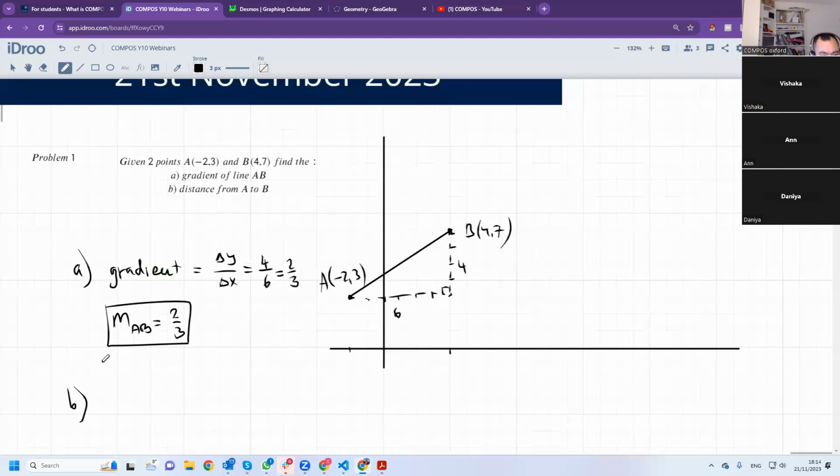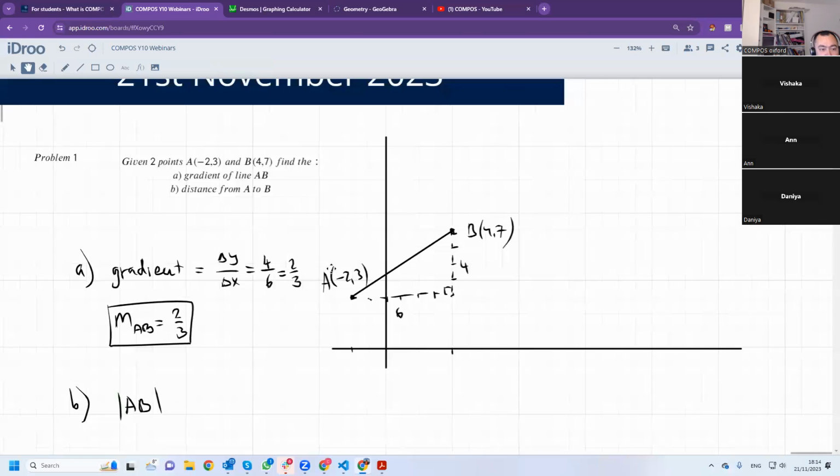B, the distance between the points, you use the formula for the distance from A to B. This comes from the Pythagoras theorem.